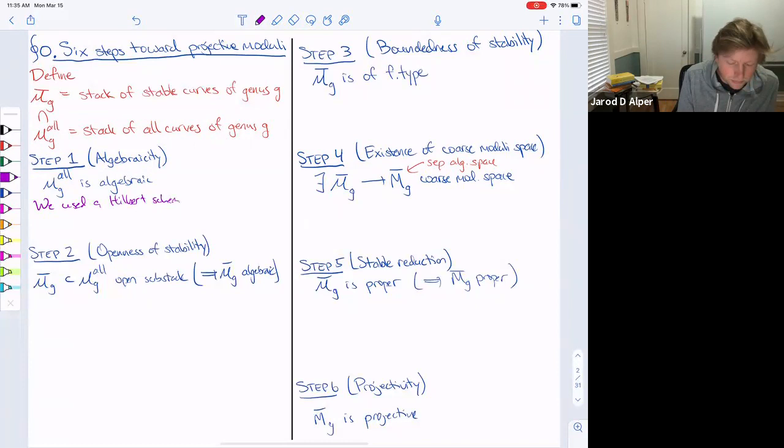to construct a smooth neighborhood from some Hilbert scheme to the stack of all curves around any particular curve.